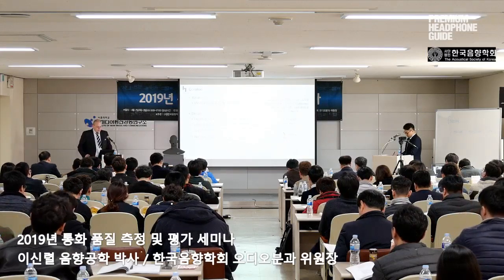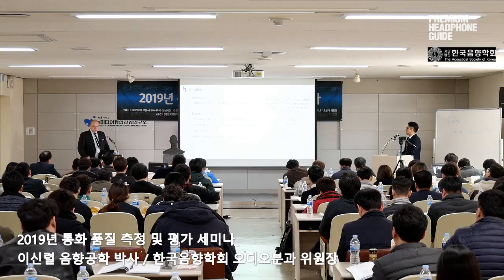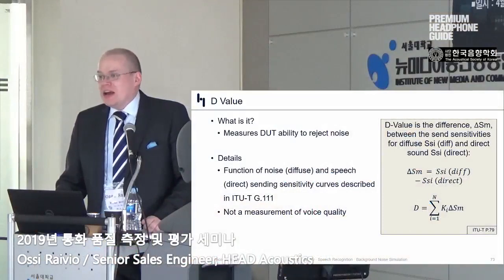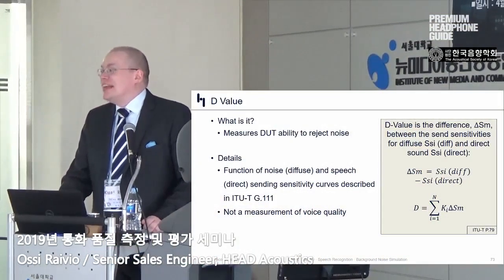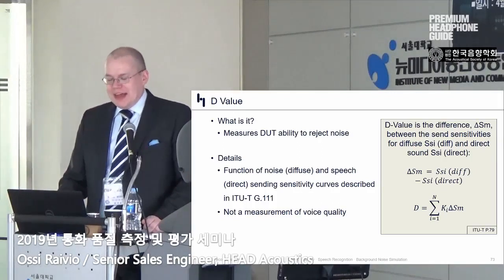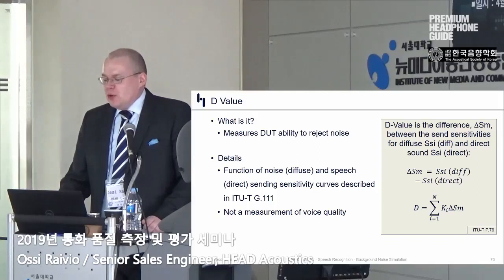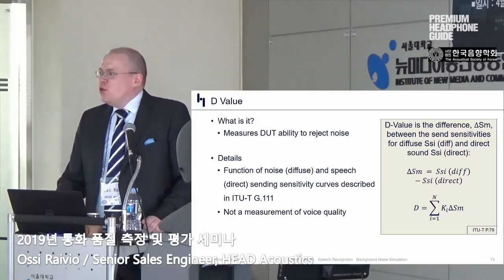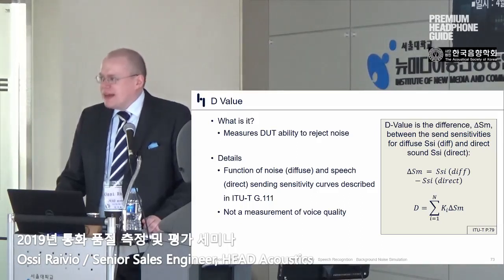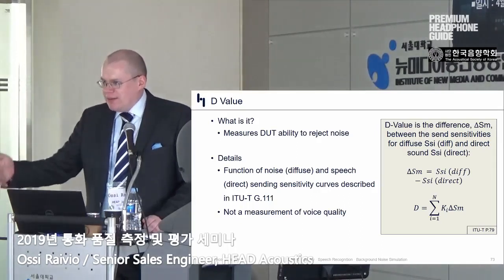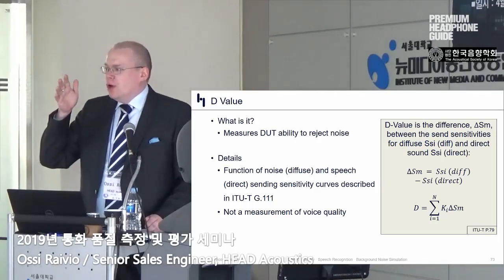So, first of all, D-value. Honestly, I can't remember where the D comes from. I think it simply means delta, just a difference. It doesn't have much more meaning than that. What D-value is, it tells you how much more sensitive the device is to speech when compared to noise.